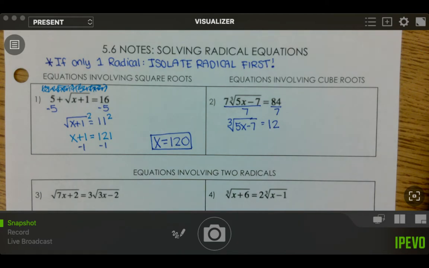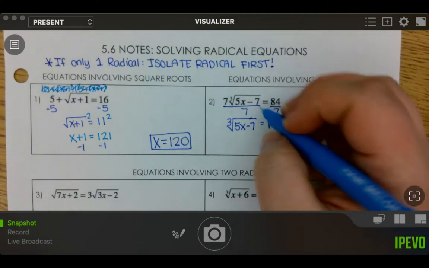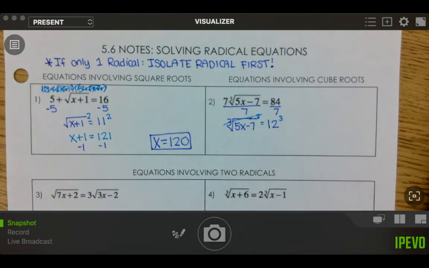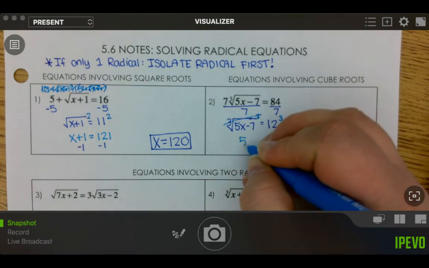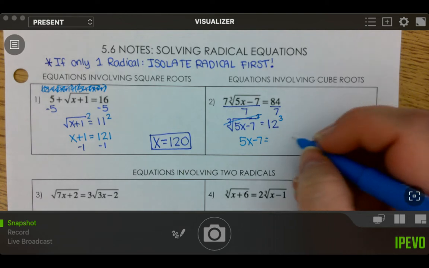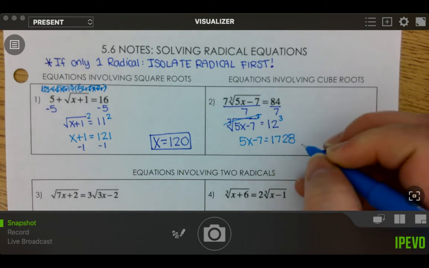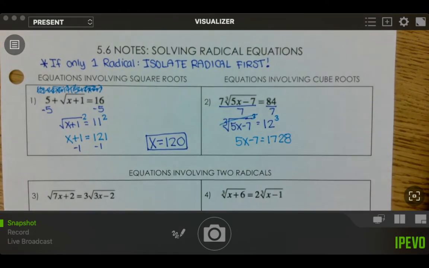Let me type this in really quick. So the cube root and the power of 3 cancel, and you just have 5x minus 7 equals 12 to the third power, which is 1,728. I know, it's kind of crazy.